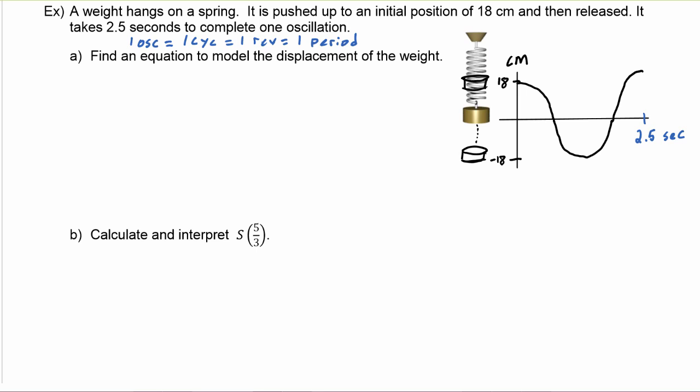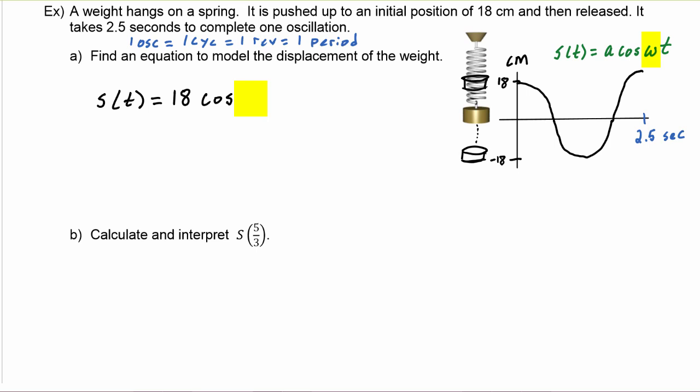Now, because it's a cosine, we know that S of t is going to have to look like a cosine of omega t. And our job is to figure out a and omega. So we've got S of t equals, a is pretty easy to figure out. The amplitude here, it's easy to see, is 18 times the cosine. Now we do need to figure out omega.